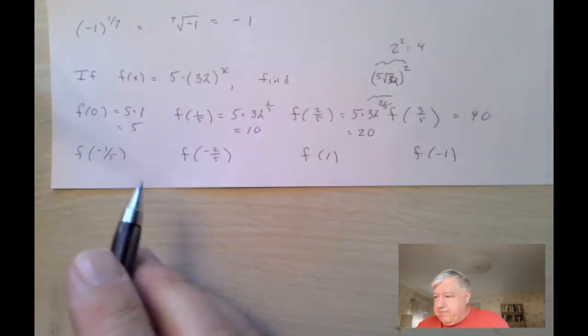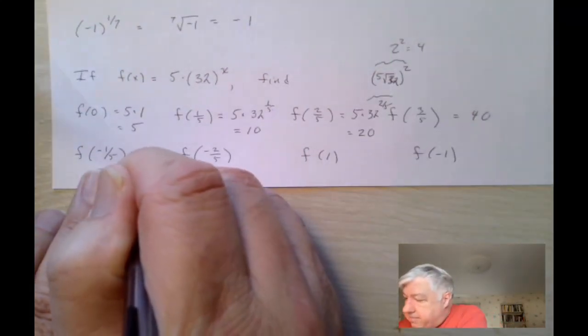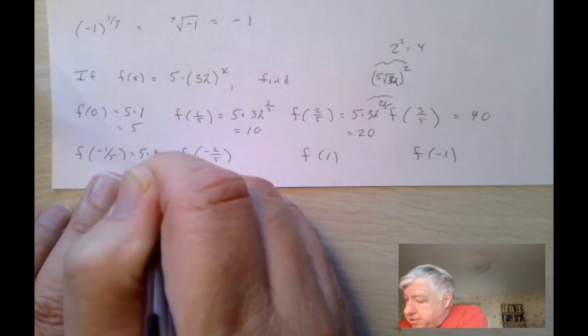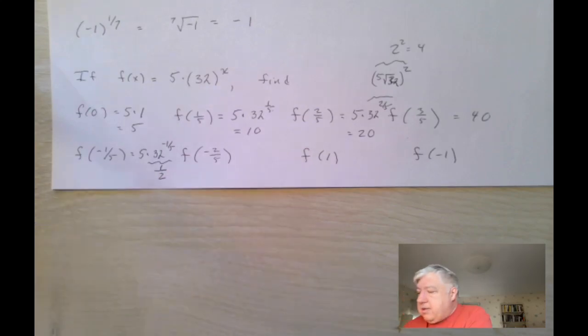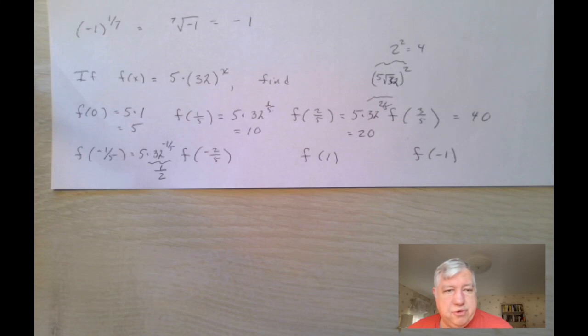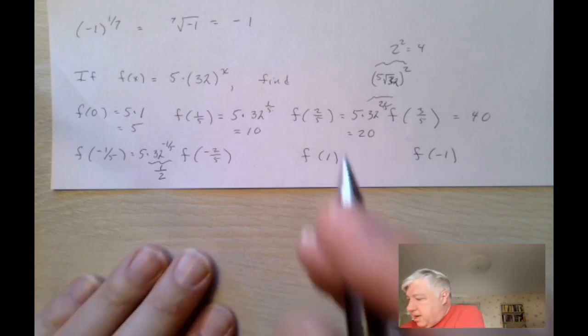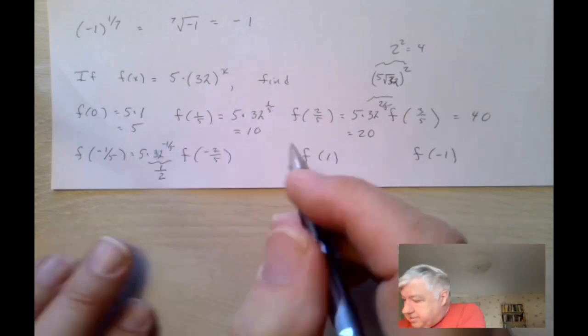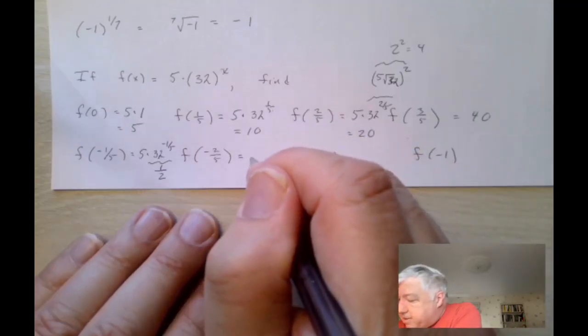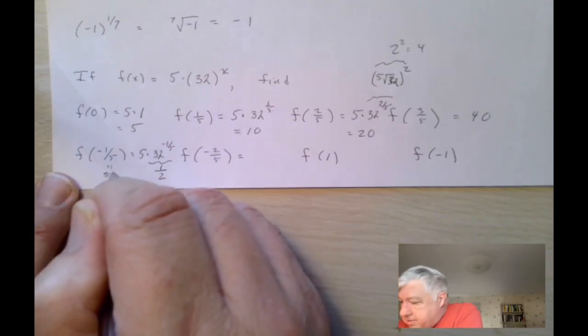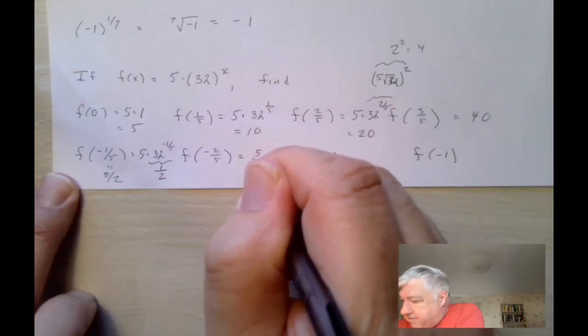f of negative 1/5 is going to be 5 times 32 to the negative 1/5, and this is going to be 1/2, because 32 to the 1/5 is 2, so 32 to the negative 1/5 would be 1/2. So this would be 5/2. And then you can similarly check that this would be 5/4.